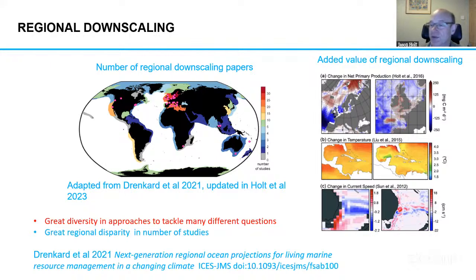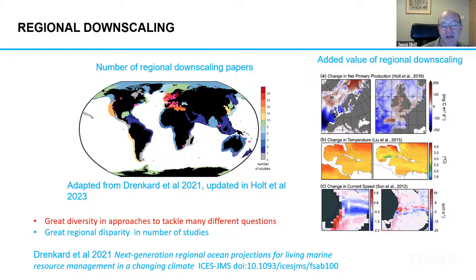At the top, we have primary production, so changes in sign in that. The middle is temperature, so significantly reduced warming in the Yucatan Peninsula, for example, and then the bottom one shows changes in sign in the currents to the east of Australia.